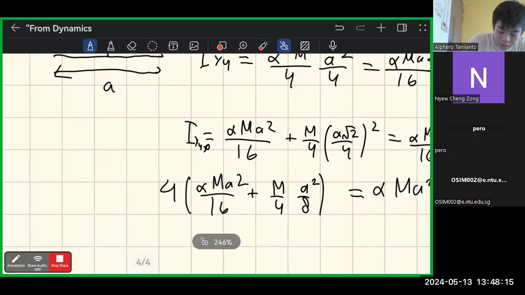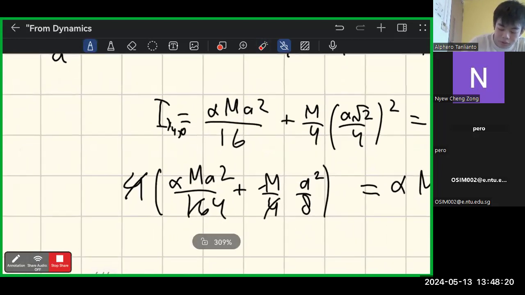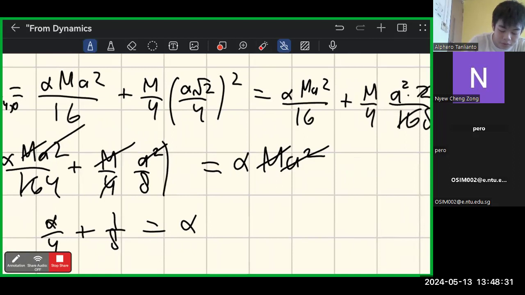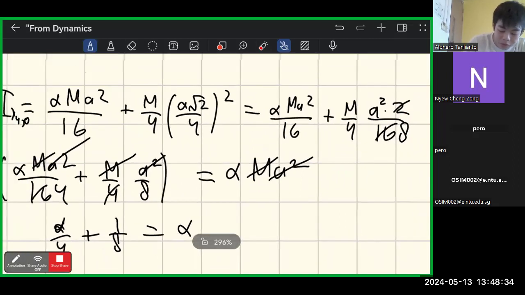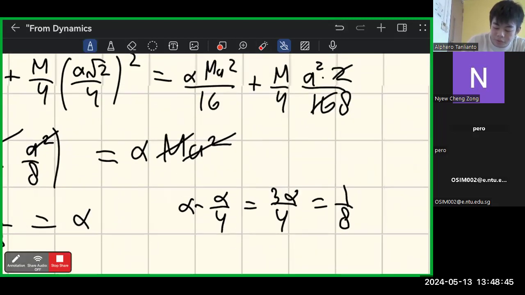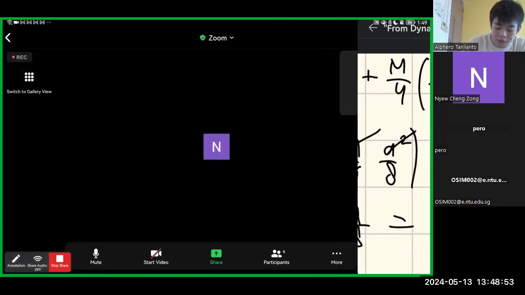Okay, and it's 4, and we can also cancel out all of it. So we have alpha over 4 added by 1 over 8 equals alpha. And then we move this alpha over 4 to the other side. So alpha minus alpha over 4, which is 3 alpha over 4, equals 1 over 8. Thus, we have alpha here is 1 over 6. Oh, sorry.